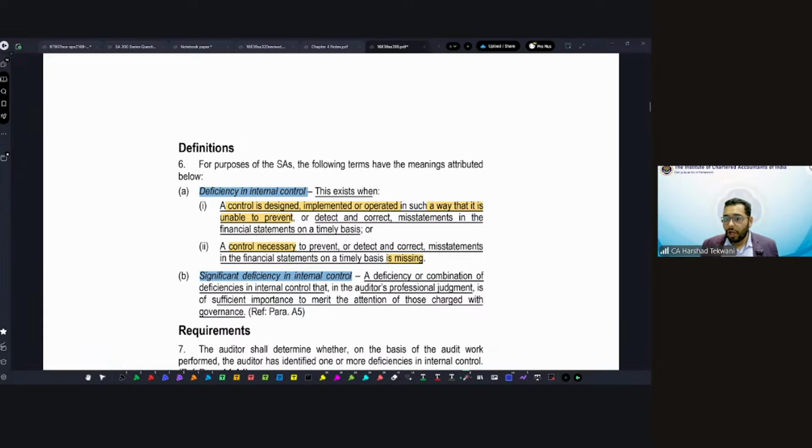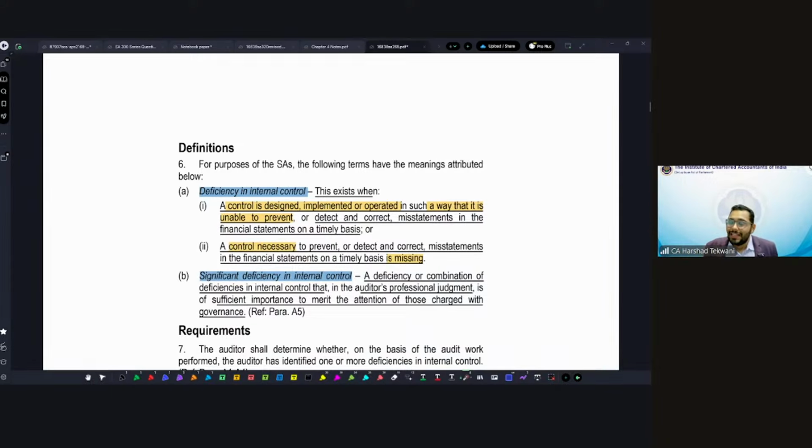Now, when I talk about the deficiency, it means the control is not able to meet its objective. What was the objective of the control that you are talking about? Let's say the objective was to prevent fictitious payment. Whether the control is still able to prevent the fictitious payment, even after missing a monitoring control environment, is the control able to meet its objective? If yes, then how can you say it's a deficiency?